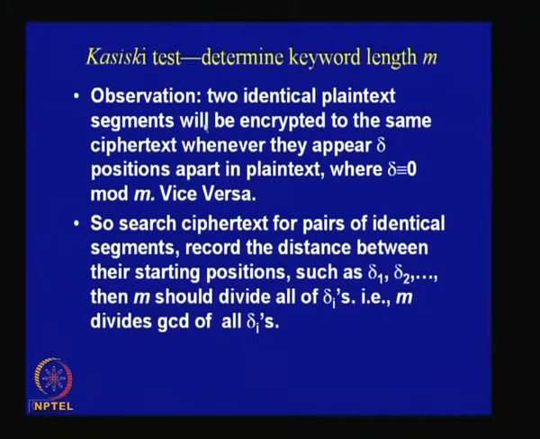So the first observation is that if there are two identical plain text segments, then they will be encrypted to the same ciphertext when they appear delta positions apart in the plain text, where delta is congruent to 0 modulo m. This actually holds vice versa. So the idea is that if there are two identical plain text segments, they will be encrypted to the same ciphertext whenever they appear a multiple of m positions apart in the plain text.